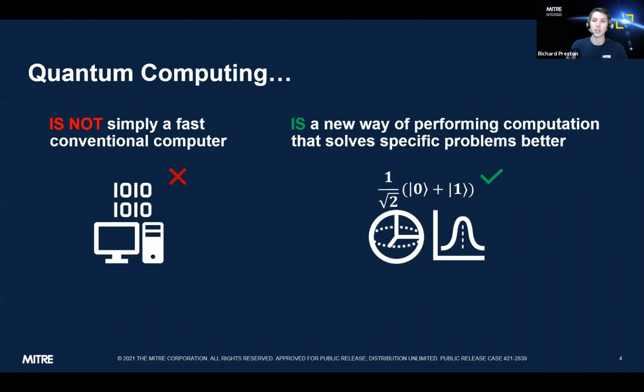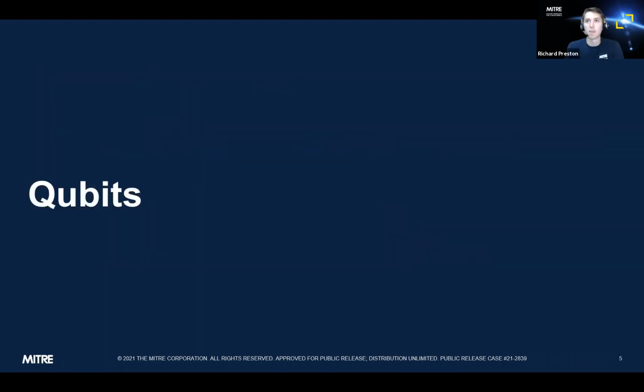So this is really the key point, and we'll talk about what that means. All right, so diving into some fundamental concepts of quantum computing. The first thing we're going to talk about is qubits, which is short for quantum bits.